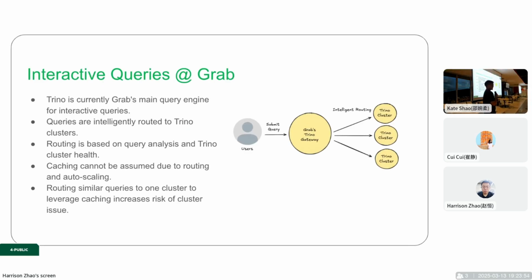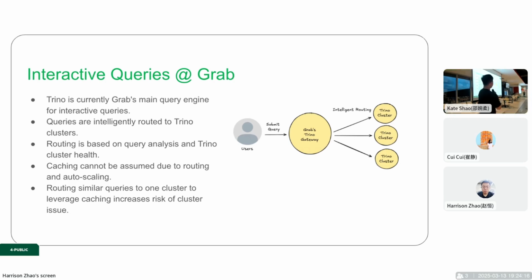So for interactive queries at Grab, Trino is still currently our main query engine. We route our queries intelligently through the Trino gateway based on user attributes such as their name, their department, or even the queries themselves. If we think it's a heavy query, we can route it to different clusters or different cluster pools.